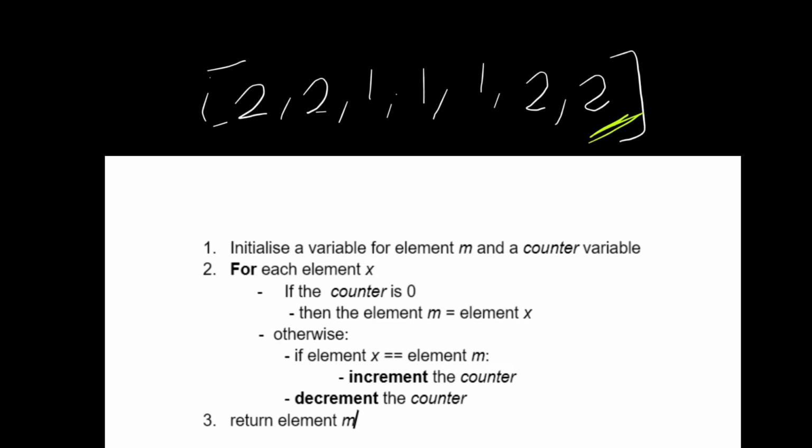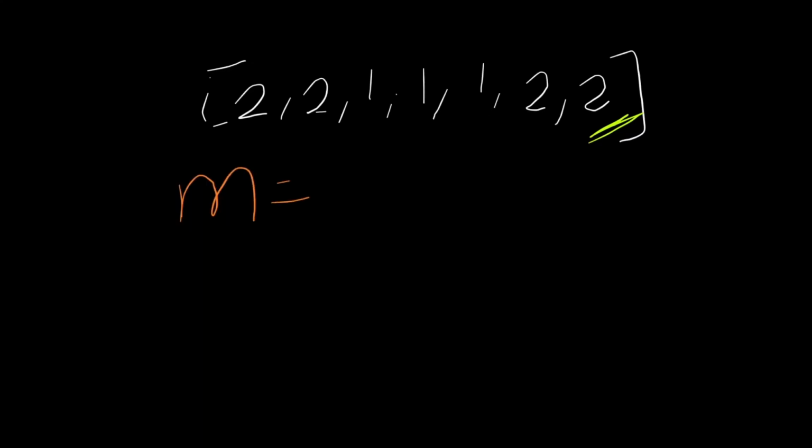Now, to conceptualize this better, let's look at how this might translate into code. So let's call our element m. We're going to initialize it to 0 because at first there is nothing there, and then we'll call our count. We're going to set our count to 0 too. So the first thing we're going to do is loop through the entire array.